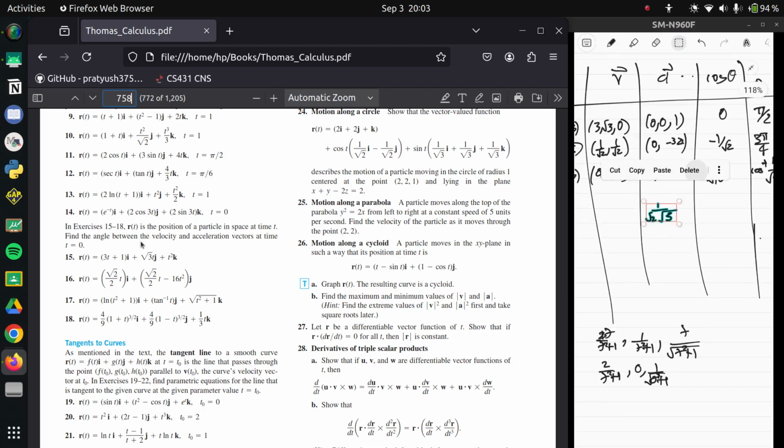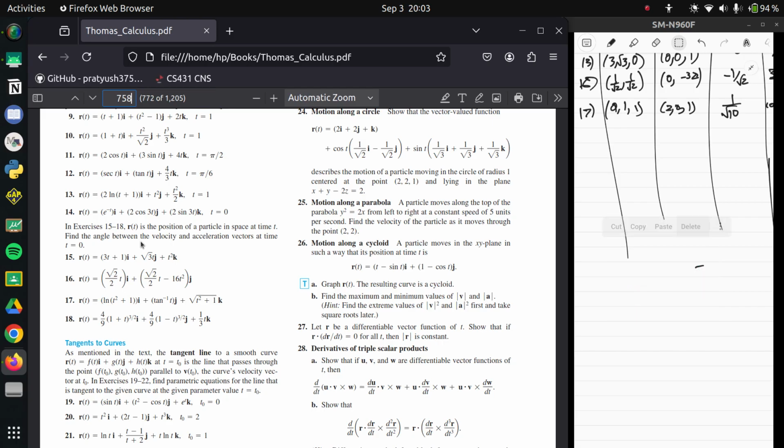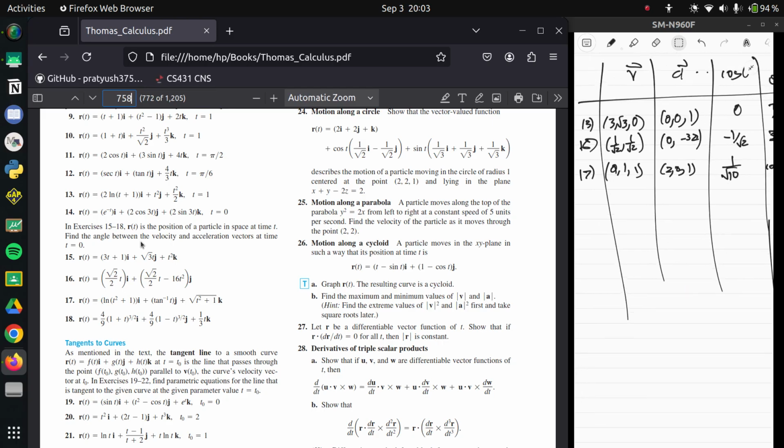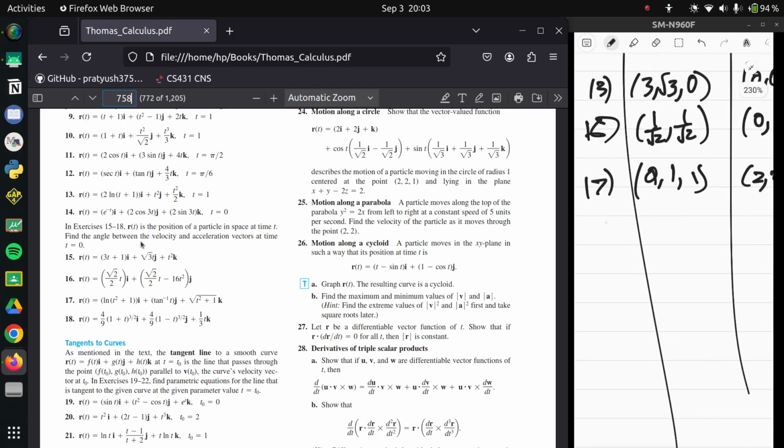I guess I could probably figure it out somehow, but never mind that. Cosine theta is 1 upon square root of 10, then okay, no, it's probably not a good idea.